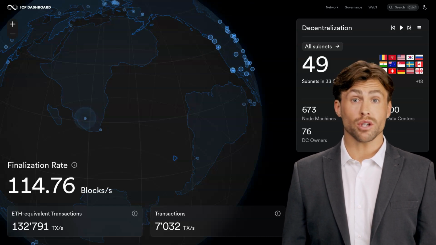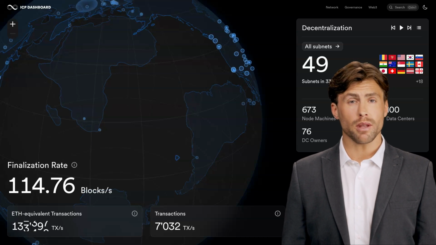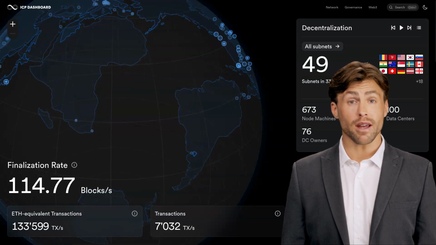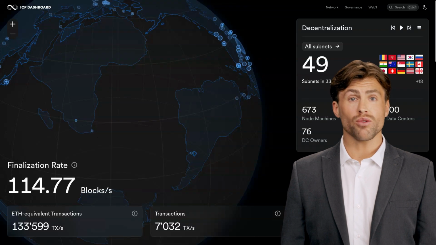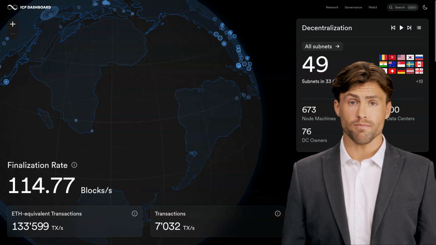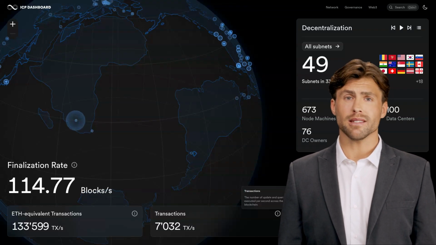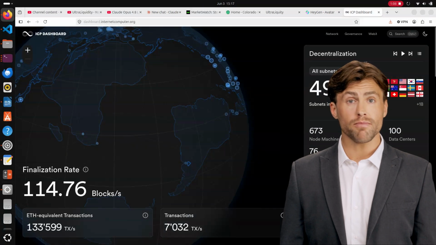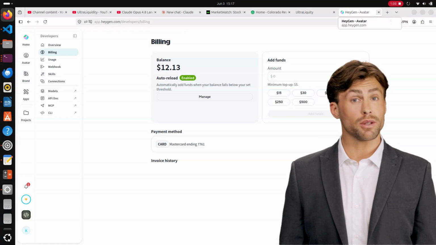That is the security stack, not marketing copy, architectural reality. Each layer addresses a different attack vector, and together they cover the threat landscape in a way that a single audit or a single mechanism simply cannot.